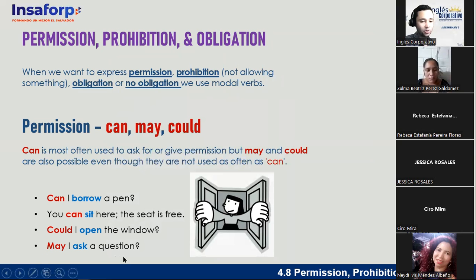Ciro, can you help me read the last example in this slide? May I ask a question? Thank you. May I ask a question? Okay, you are asking for permission to ask a question. Thank you very much. So, again, for permission, you use the modals can, may, and could.